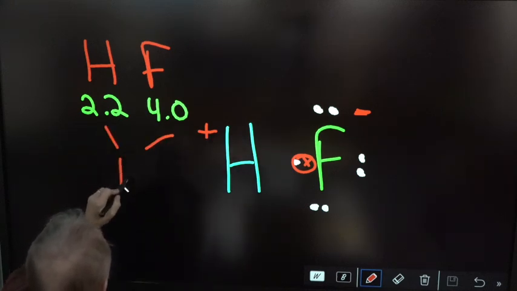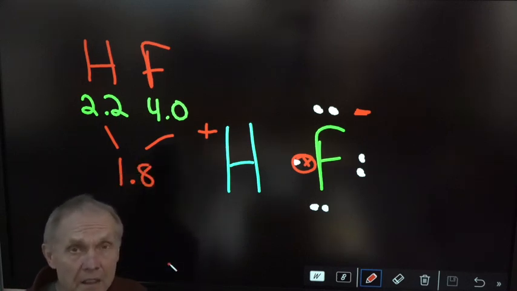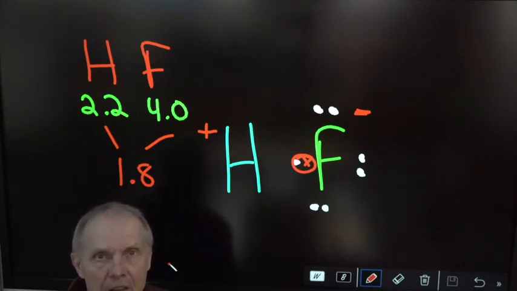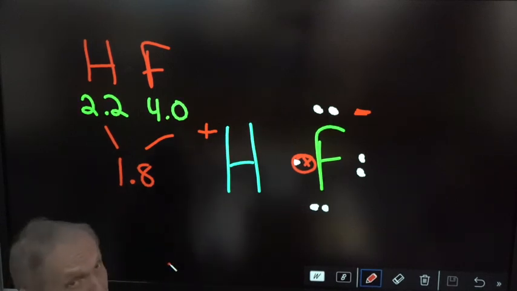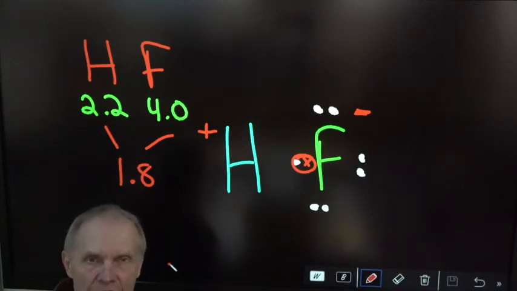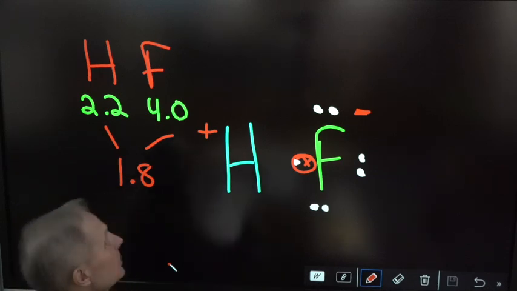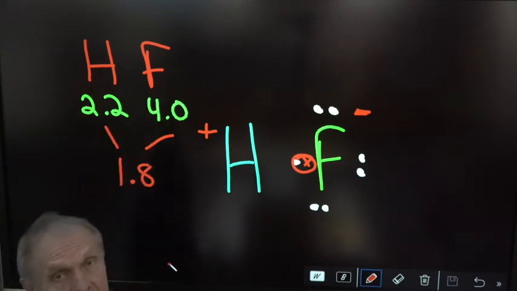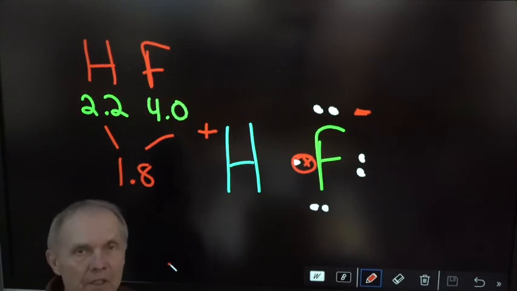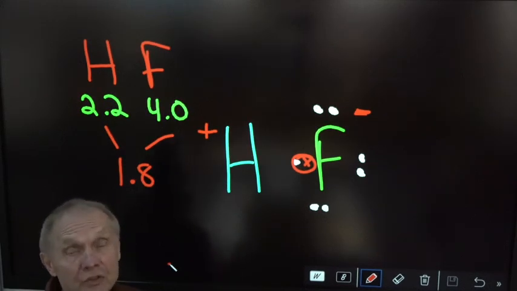But look, this is 1.8. And you're going, wait, 1.8? If it's around 1.7 or higher, it's ionic. Well, this is 1.8. Why isn't this ionic? Because what's the definition of an ionic bond? A metal hooked to something else. There's no metal in this, so it can't be an ionic bond. It's just a really, really strong polar bond or a strong dipole.